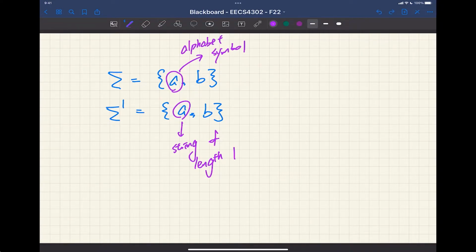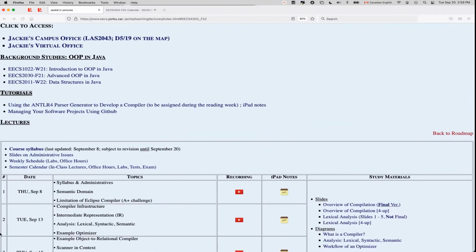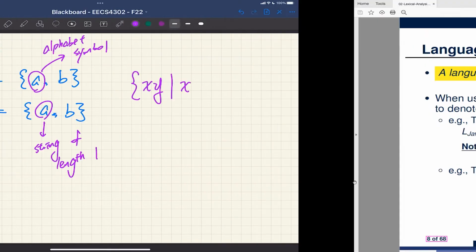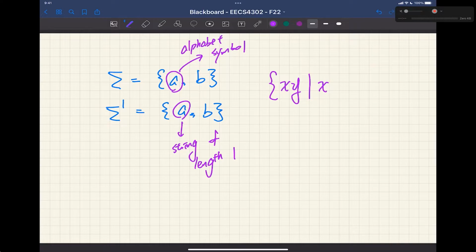X1. XY. Sure. The bar. Yes. X is equal to 1. Just remind us what the problem is over here. N zeros followed by N ones. X is equal to 0.